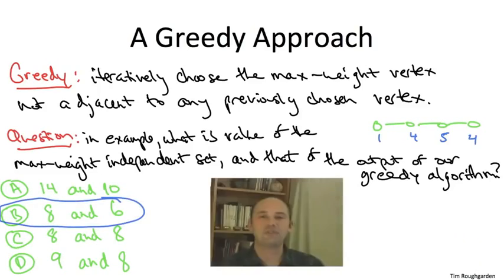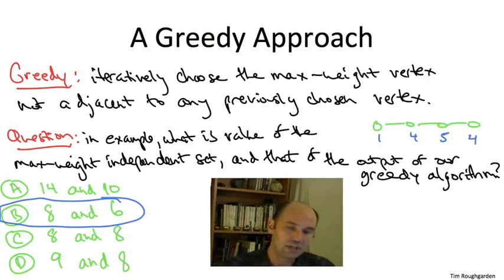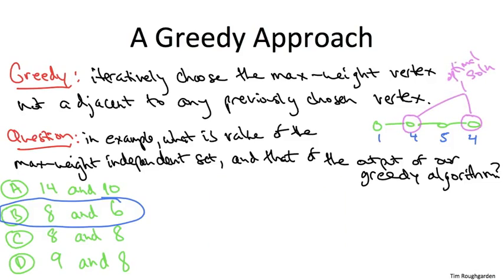So the correct answer is the second one. Let's see why. So let's start with the optimal solution, the max weight independent set. Remember, independent sets are forbidden from choosing adjacent or consecutive vertices. So in this case, the only sensible solutions to consider are the first and third vertex, the second and fourth, or the first and fourth. Of these, the best is the second and fourth for a total of 8. So what about the greedy algorithm?